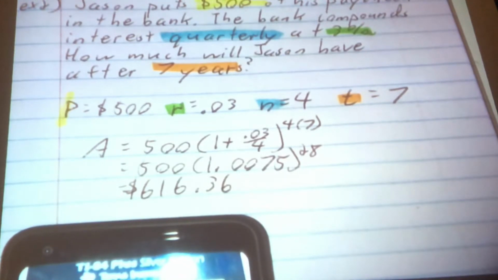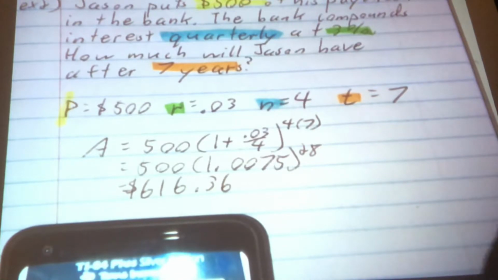Any questions on compound before I move on to the next? Nope.